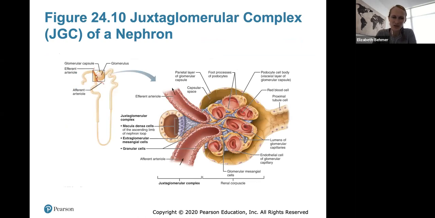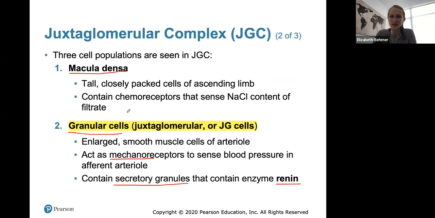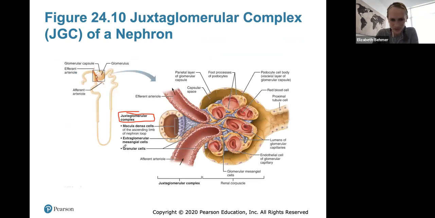So here's a look at the juxtaglomerular complex and the three types of cells. The big one I want you to know are the granular cells, which are shown here, and they secrete renin, which helps to regulate blood volume. We have extraglomerular cells and then the macula densa cells. Here's the afferent arteriole bringing blood into the glomerulus, which is a series of tightly wound capillaries where filtration occurs. So blood gets pushed in here at a very high pressure, and then filtrate gets pushed out through the filtration membrane, and that filtrate will travel into the proximal convoluted tubule.